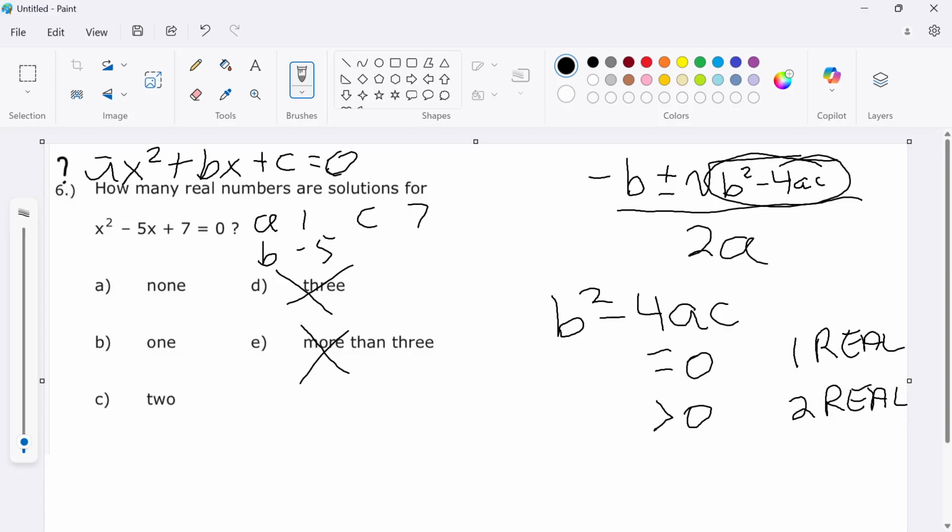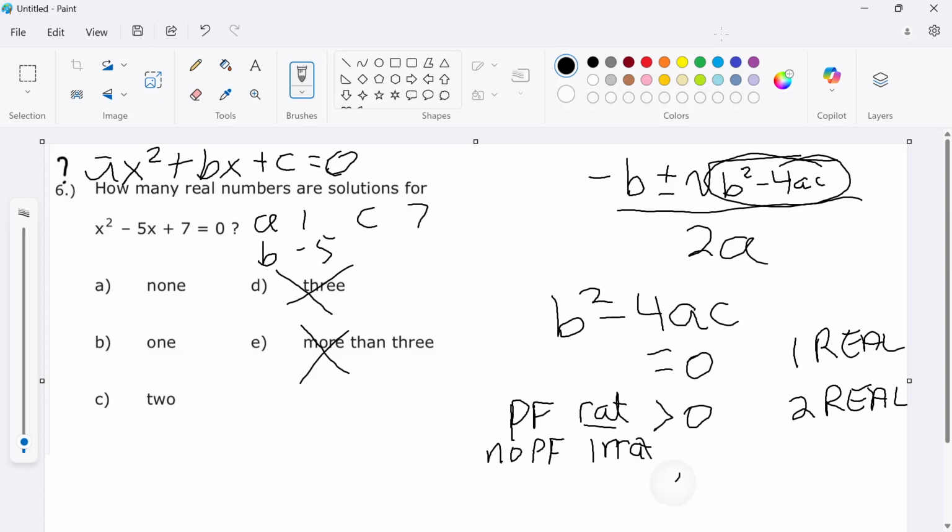And by the way, if it's a perfect square, like 4, 16, 25: 2 times 2 is 4, 4 times 4 is 16, 5 times 5 is 25. Those are perfect squares. If it's a perfect square, then the real solutions are rational. But if it's not a perfect square, then those are irrational. A rational number is a number that can be expressed as one integer divided by another.